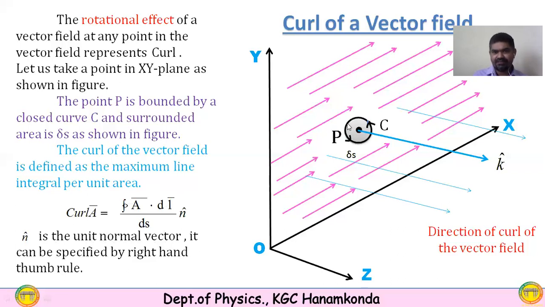Here what we have seen is that we are taking a vector field in a two-dimensional plane, the xy plane. Here these pink lines are representing the vector field.